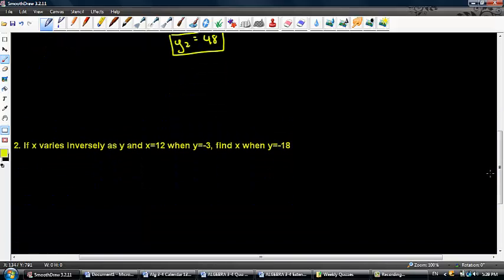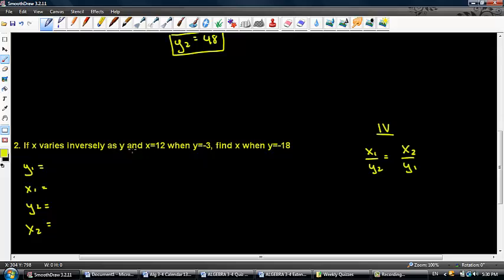Next problem: if x varies inversely as y and x equals 12 when y equals negative 3, find x when y equals negative 18. The inverse variation model is x sub 1 over y sub 2 equals x sub 2 over y sub 1. Again, we're going to treat it just like the last model. We identify y sub 1, x sub 1, y sub 2, x sub 2, find out what each of these are, and then plug them in.